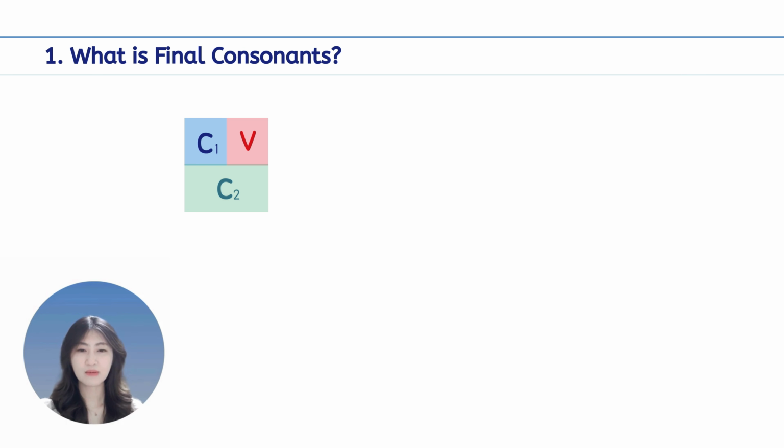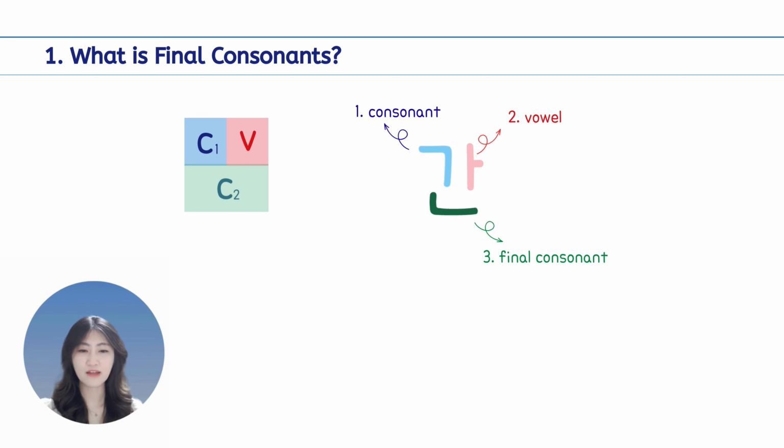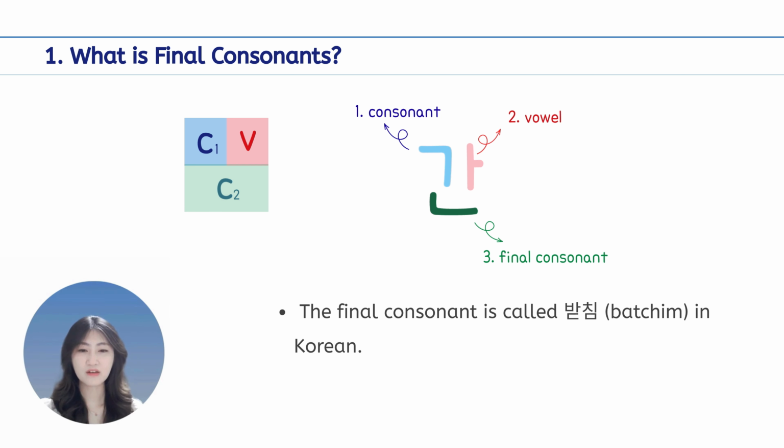A Korean syllable block can have three parts. First, the initial consonant, second, the vowel, and third, the final consonant. The final consonant is also called batchim in Korean. The final consonant is optional, so some syllables have batchim and some do not.